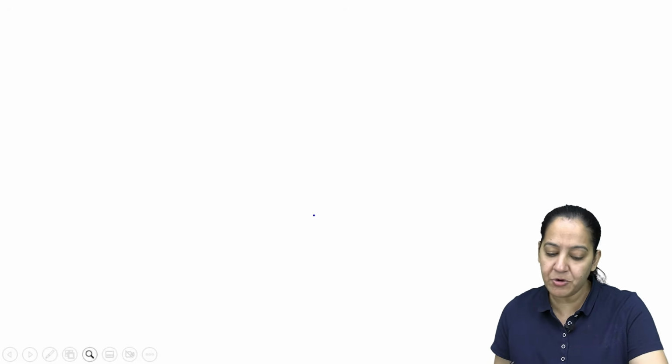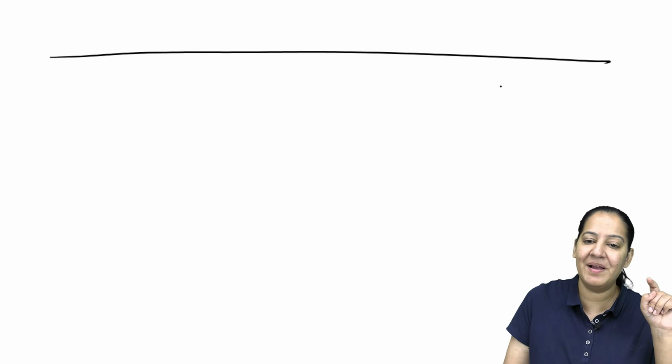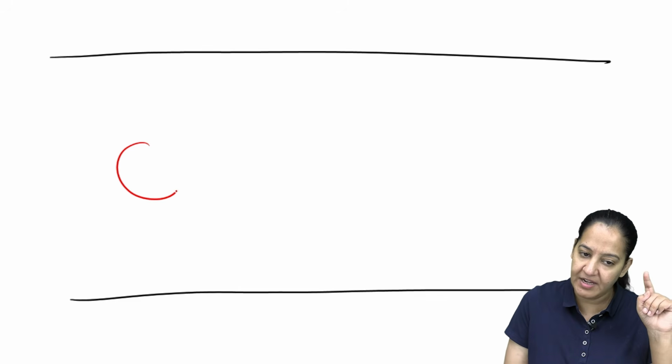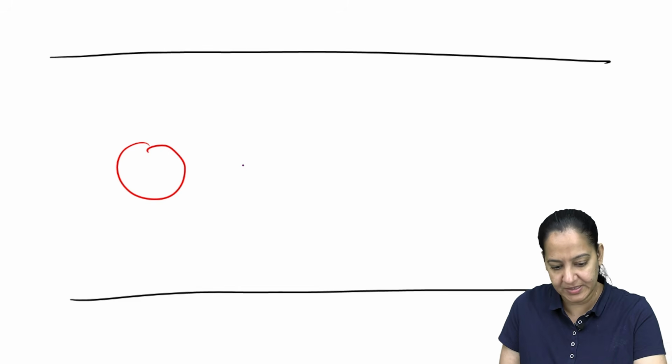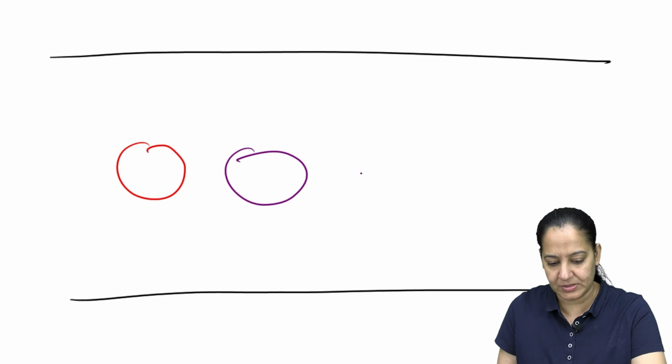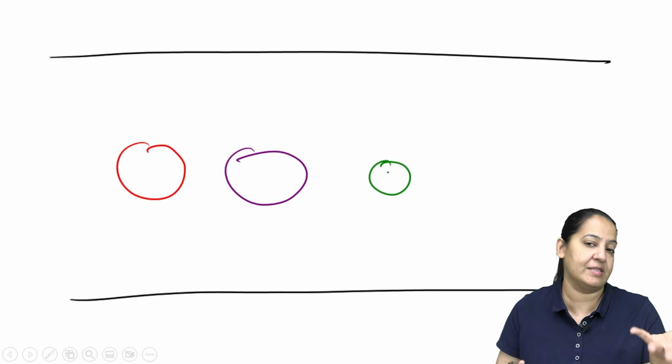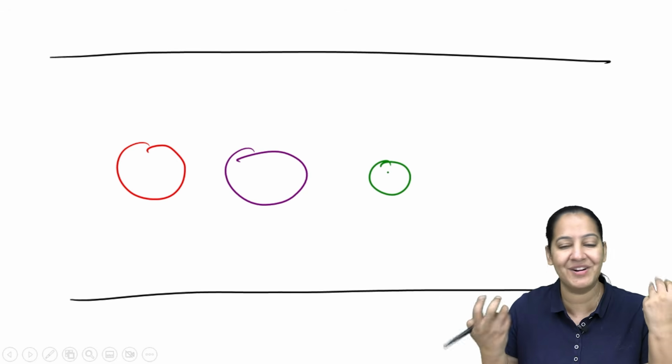So for explaining, let me draw a diagram, right? A simple sketch diagram, the lumen of the blood vessel. The lumen of the blood vessel contains RBC, WBC, and platelets also, right? I'm drawing the three types of cells, RBC, WBC, platelet, present in the lumen of the blood. Okay, so what is the problem in that?